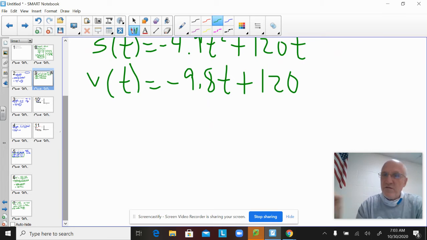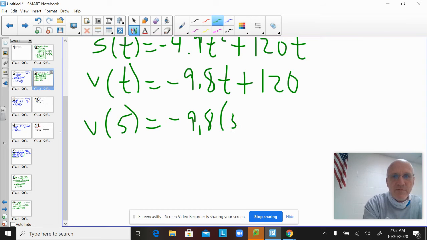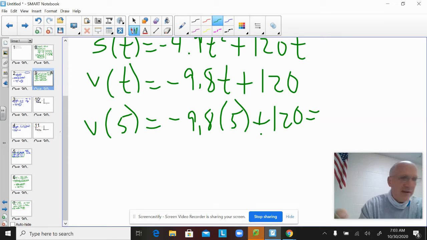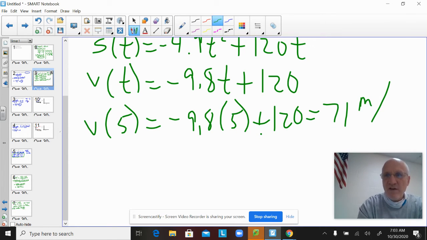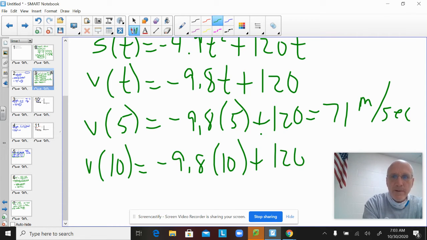Now, this question wanted V of 5 and V of 10. So V of 5 is negative 9.8 times 5 plus 120, which turns out to be 71 meters per second. That's how fast the thing is going after 5 seconds. It's positive, so it's still going upward at that point. And then V of 10 would be negative 9.8 times 10 plus 120, which I think turns out to be 22 meters per second.